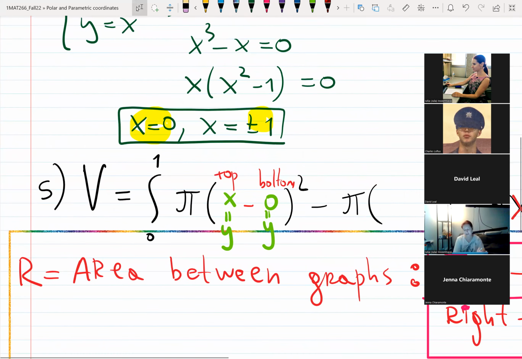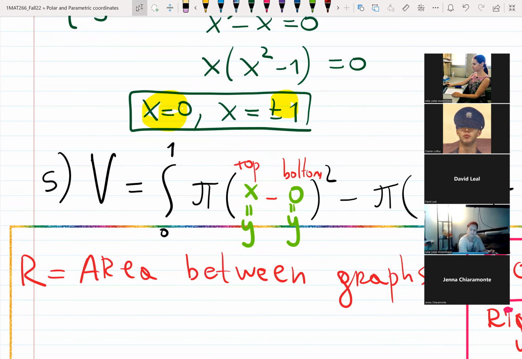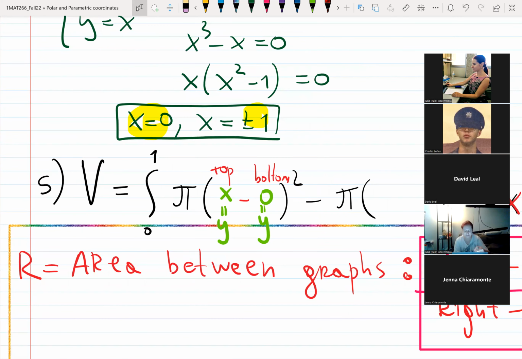That's why I don't like teaching the disk, because as you can see, this was a disk actually. There's no hole, so it's a disk. But then you have to memorize different methods and stuff. I think covering top minus the bottom is easier, because then it's one case.